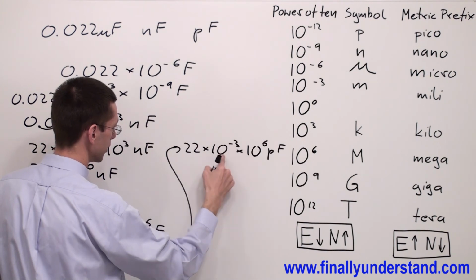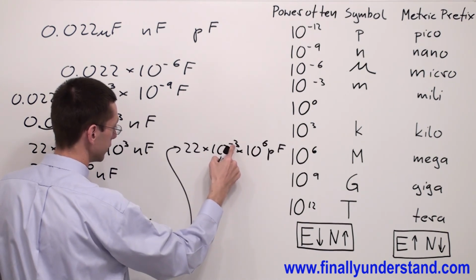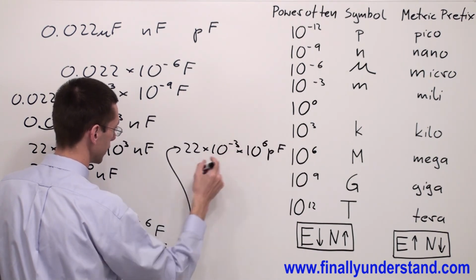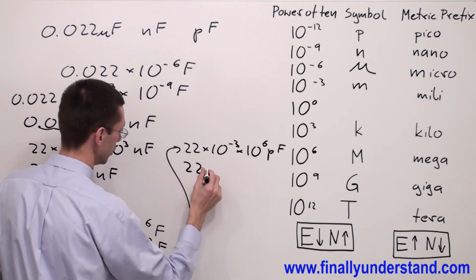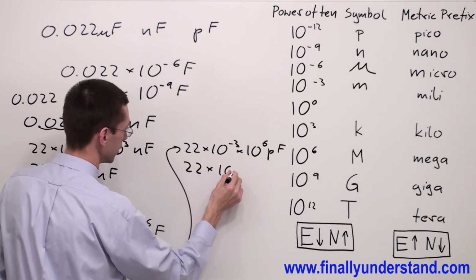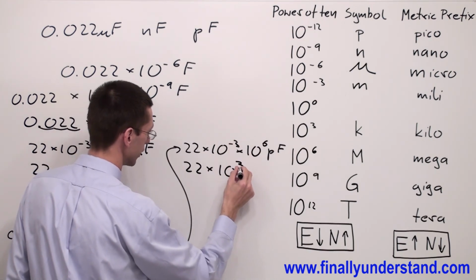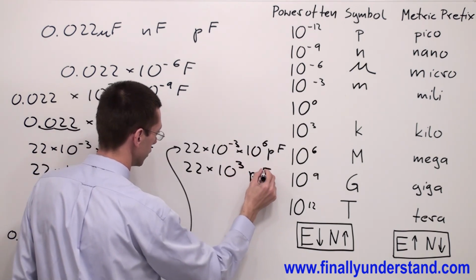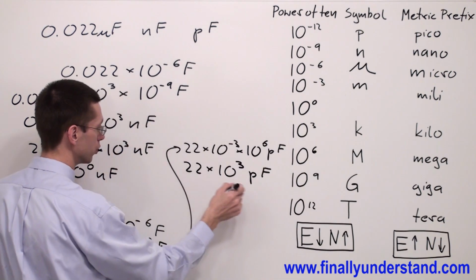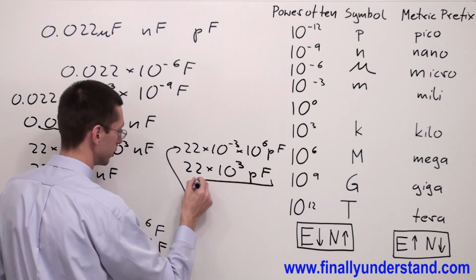Next, I'm supposed to use the properties of exponents. Remember, anytime we have the same base, we're supposed to add exponents when we have multiplication. That's why I have 22 times 10 to the minus 3 plus 6, which gives me 22 times 10 to the 3 picofarads. And this is the solution to the problem.